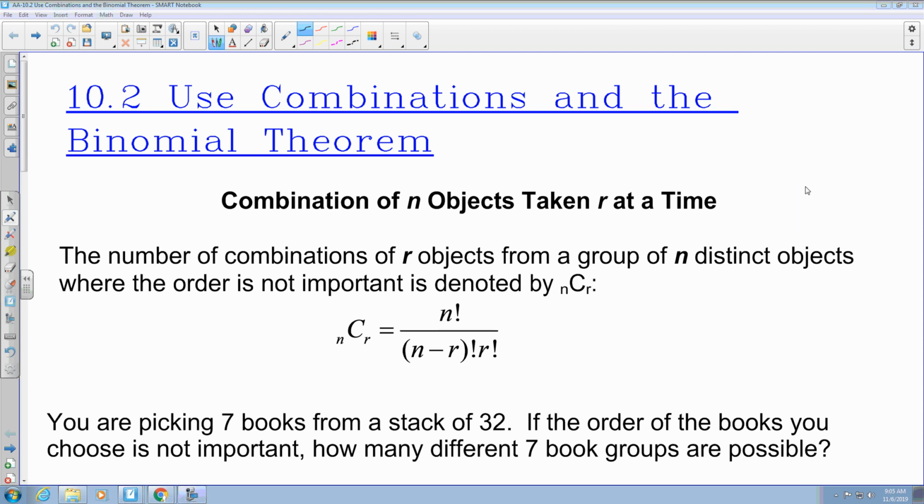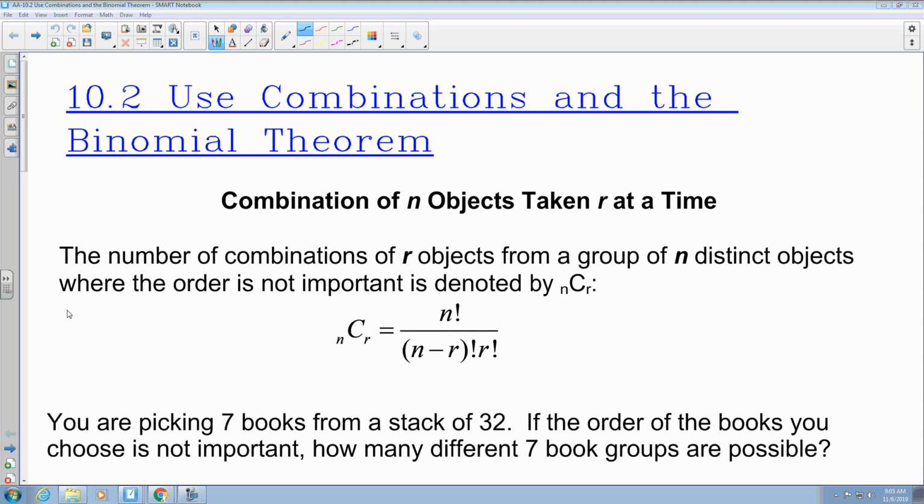All right, we're in section 10.2 where we're going to use combinations and the binomial theorem. So in 10.1, we talked about permutations. Permutations were when we talked about arrangements where order was important, and combinations is talking about an arrangement where order is not important.